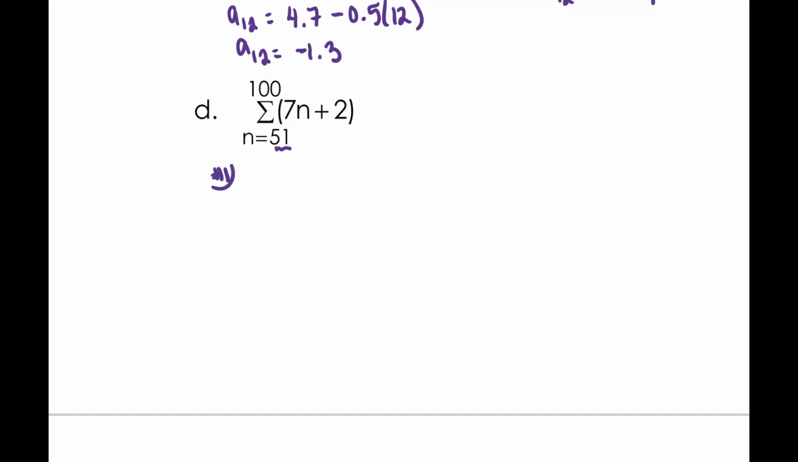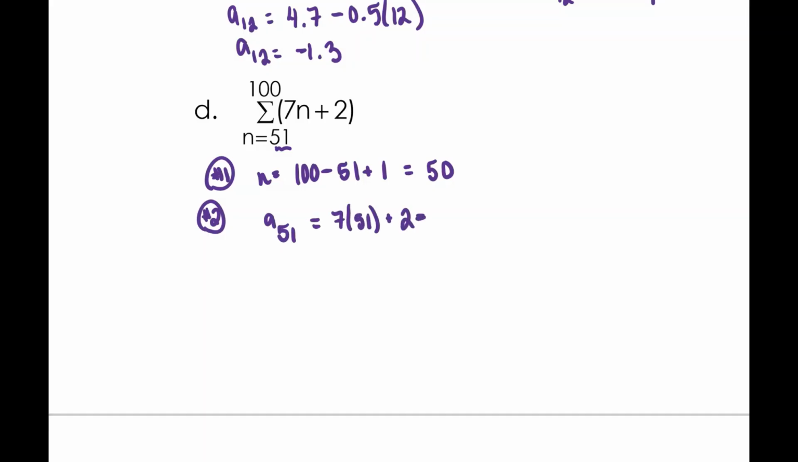Okay, again, basically it's the same thing. So we're going to do the number of terms: max minus min plus 1. And notice that we get 50. And then I need the first and last term. So a sub 51 is my first term, and then doing the math there gives you 359. And then my last term here being 100, and we get 702.